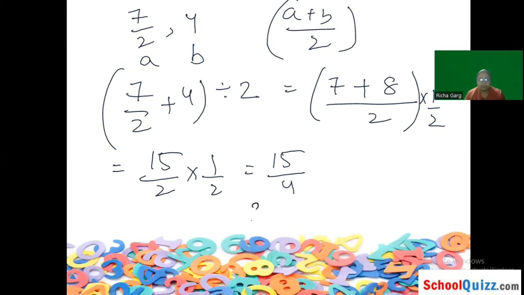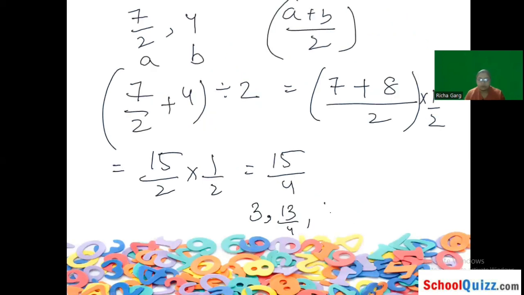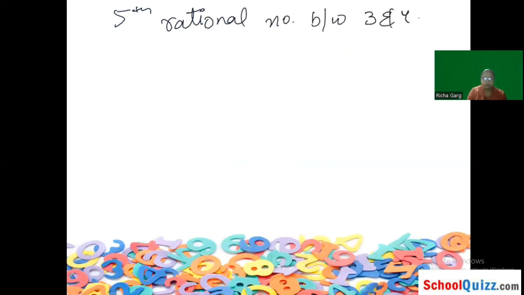Now let's write the numbers here. 13 by 4 was there, 13 by 4, 27 by 8, 7 by 2, 15 by 4 and 4 at the end. So we have to find 6. We have found 1, 2, 3, 4 numbers. So the fifth rational number between 3 and 4, we can write it like this also. Let's find it out.